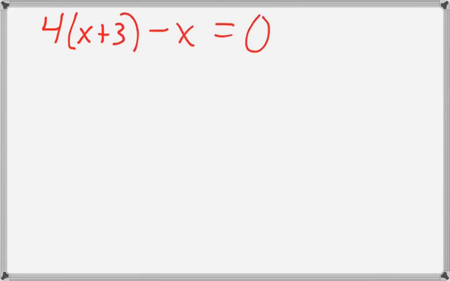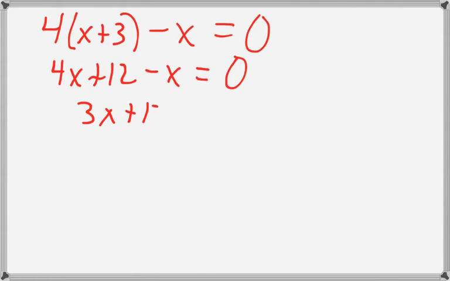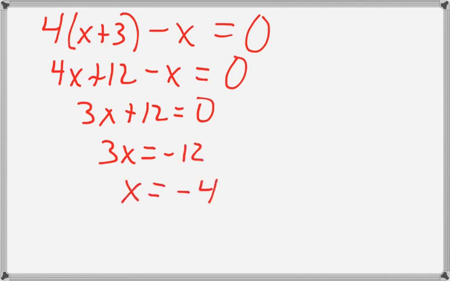And then we can just solve that equation for x. So we'll distribute the 4. Combine our like terms. Subtract 12. Divide by 3. So we end up with x equals negative 4.